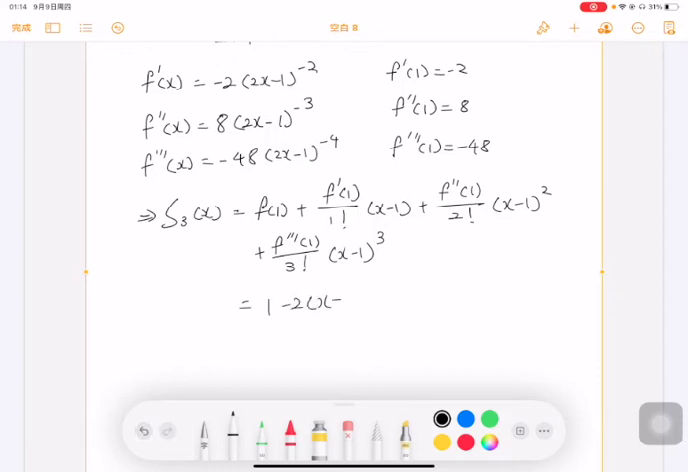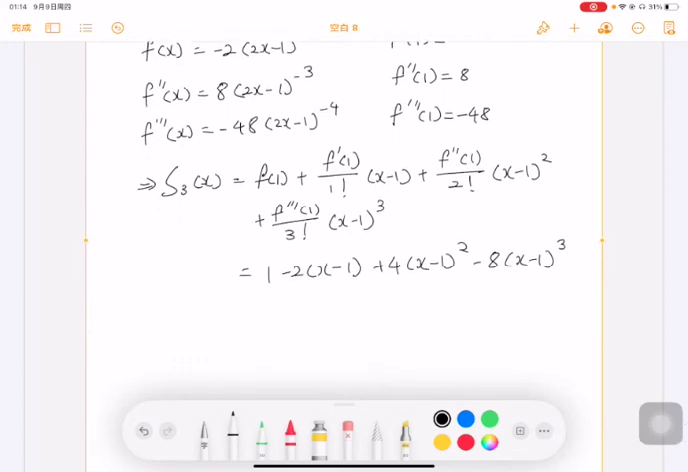x minus 1, and that's 8, that's 2, so plus 4 times x minus 1 squared. 3 factorial is 6, so you get minus 8 times x minus 1 cubed. Okay, so that's the Taylor polynomial centered at 1. The important thing here is that you cannot just use one of the 5 elementary power series representations we mentioned in class, precisely because we're looking for a Taylor polynomial centered at 1, not 0.